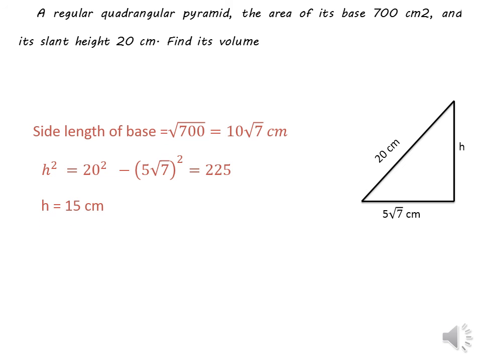Finally, the volume equals 1 over 3 base area times height. 1 over 3 times base area equal to 700 times height equal to 15. It will be 3500 cubic centimeters.